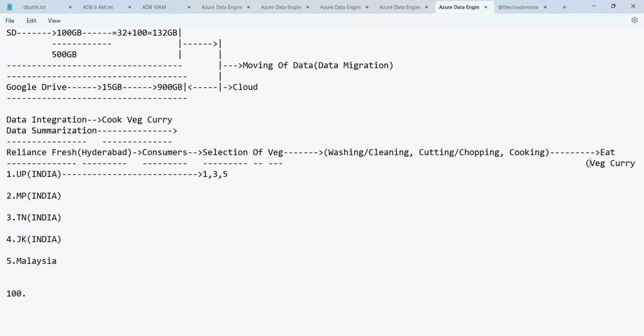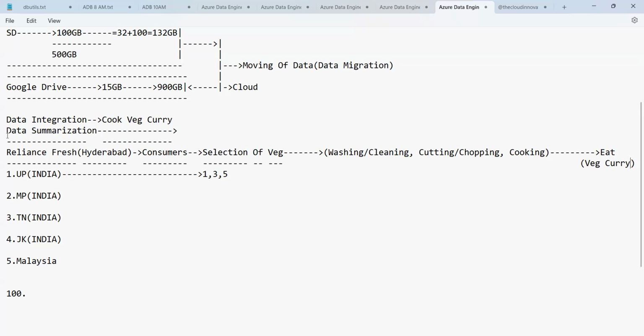So for eating this veg curry, guys, what is the process you have undergone here? First of all, you have been to the Reliance Fresh supermarket, and you have chosen the vegetables, then you have billed them, and washed, cleaned. After getting them home, you have washed, cleaned, and cooked the same, and finally your veg curry is ready to eat. Am I right? So this is the final process we have.